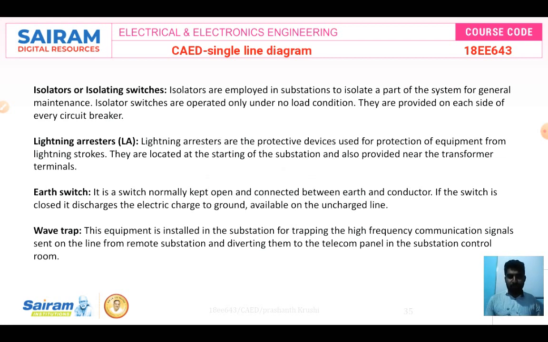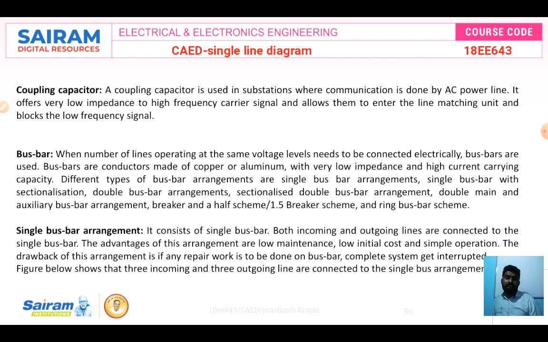That could be avoided by using a wave trap. At present we have mobiles, right? There is no need of a wave trap, because if I want to call a particular in-charge in another substation, the wave trap is of no use at present. But previously it was needed, right? That is the wave trap. And the coupling capacitor is for coupling purposes. And the bus bar carries the power supply, input or output.